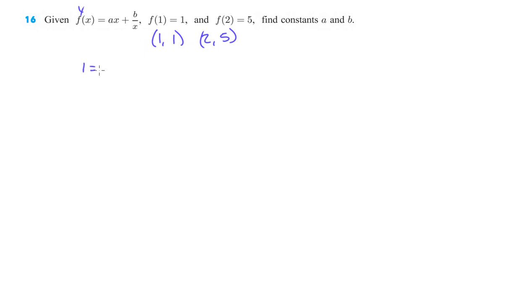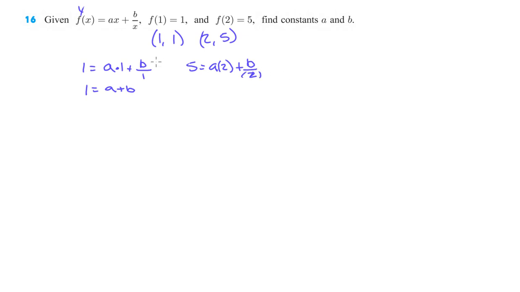So we've got 1 equals a times x, which is 1, so that's just a. Let's do this: a times 1 plus b over x, which is 1. So this really is 1 equals a plus b. Then we can also plug in the 2 and the 5. We know that 5 goes in for the y, so 5 equals a times x, which is 2, plus b over x, which is 2.